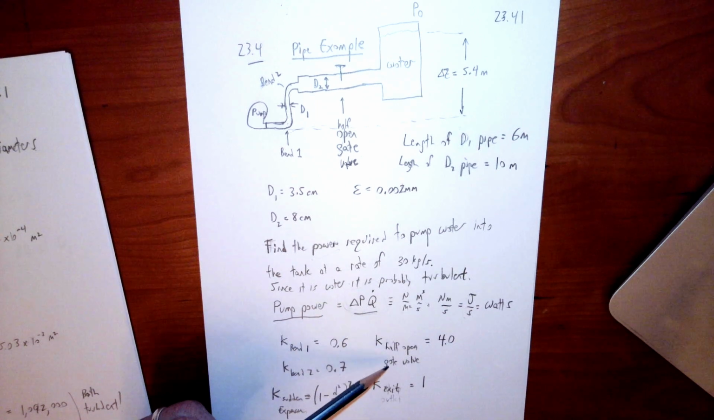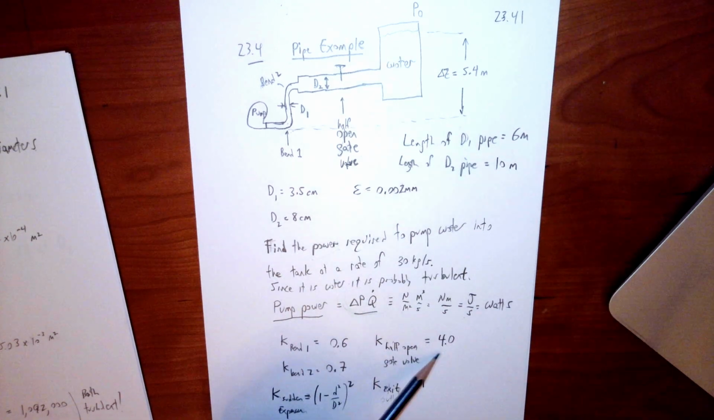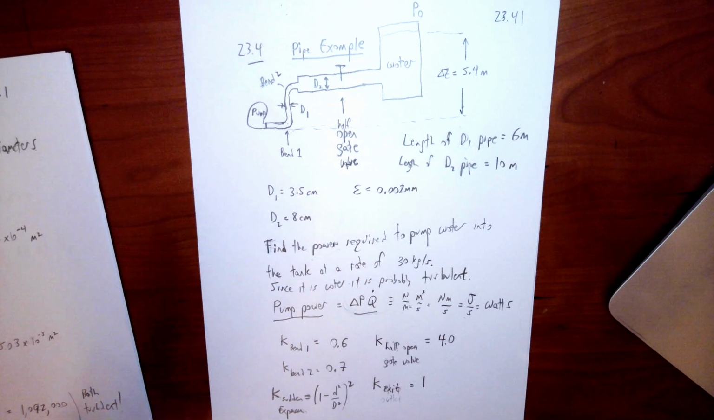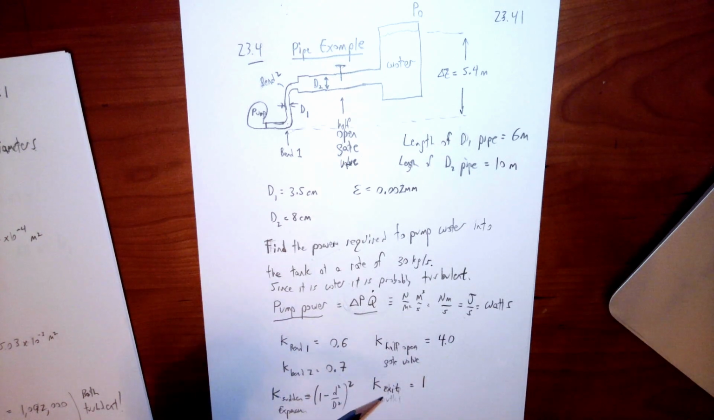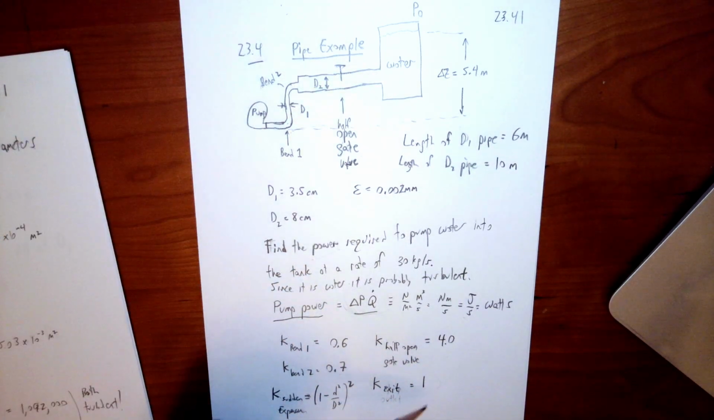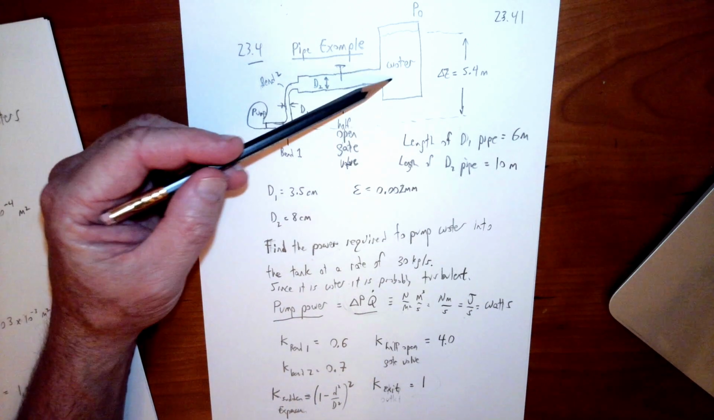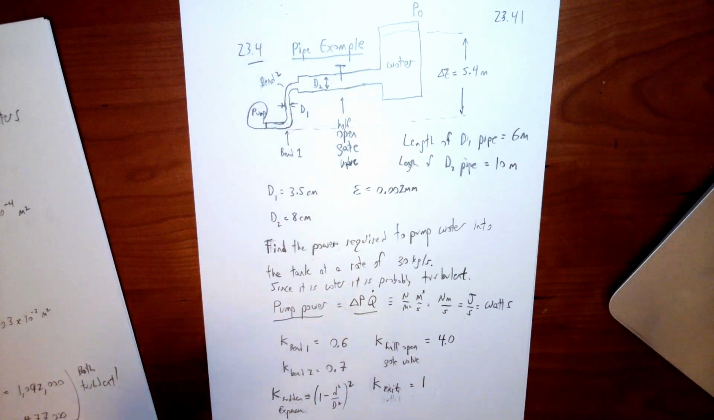For the half open gate, we have a 4 here. So that's a pretty big one, and we expected that to be big. And that's pulled off a graph. You see graphs that show gate valves for how open they are and the diameters of pipes. So there's about 4 in this case for a half open gate valve at that diameter. And finally, we know that we're going to have this exit, and that's going to have a K of 1 because it's exiting into this water tank. So that's going to give us a 1.